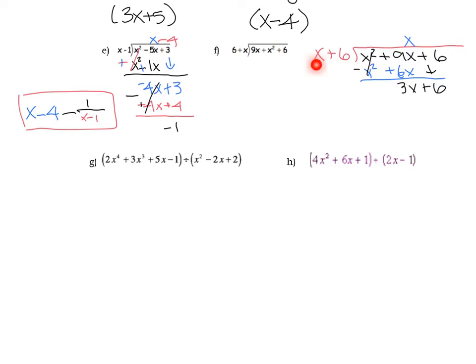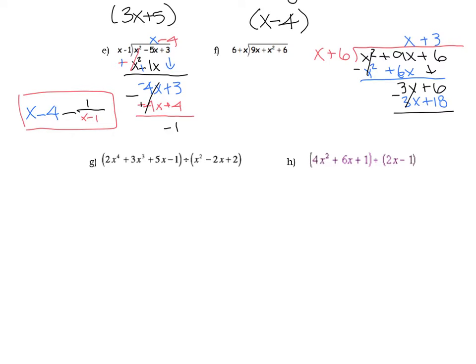All right, now how many times does x go into 3x? Hopefully you are saying 3 times, so plus 3. 3 times x is 3x, and 3 times 6, ooh, that's positive 18. Okay, now when I subtract, okay, perfect, that cancels out.